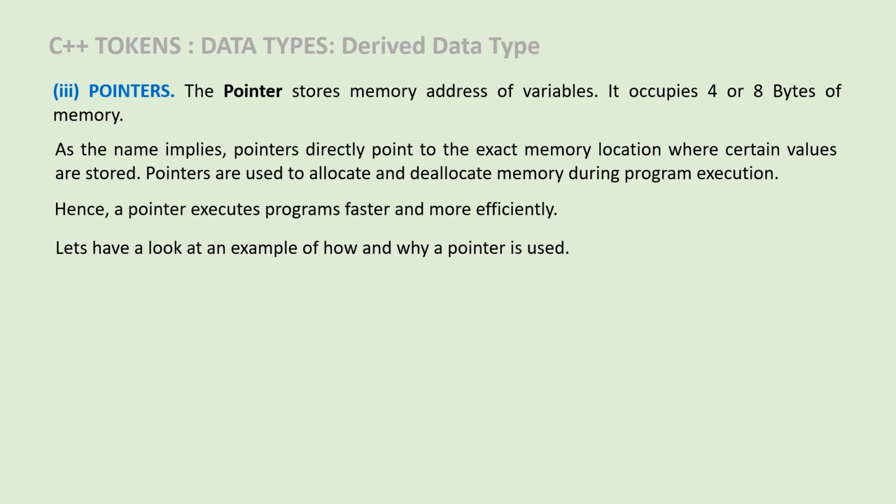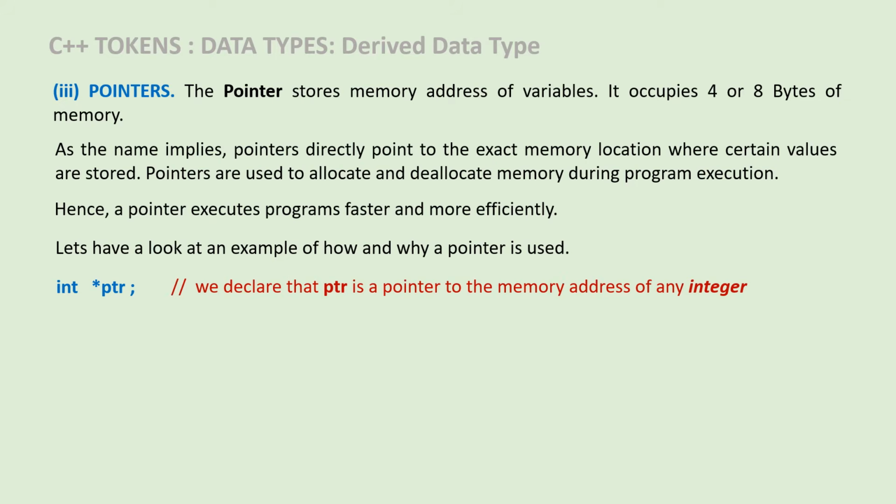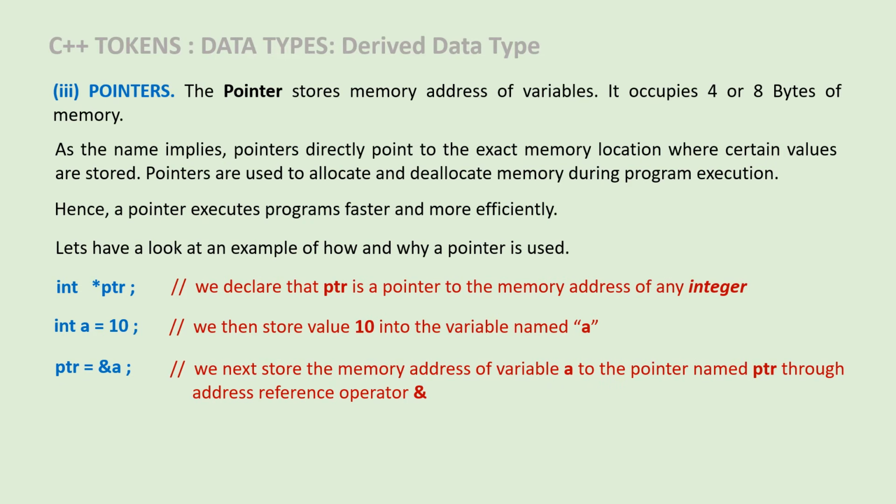Let's have a look at an example of how and why a pointer is used. int *ptr; here, we declare that ptr is a pointer to the memory address of any integer. ptr carries the memory address, and *ptr points to the value within it. int a = 10; we then store value 10 into the variable named a. ptr = &a; we next store the memory address of variable a to the pointer named ptr through the address reference operator ampersand.